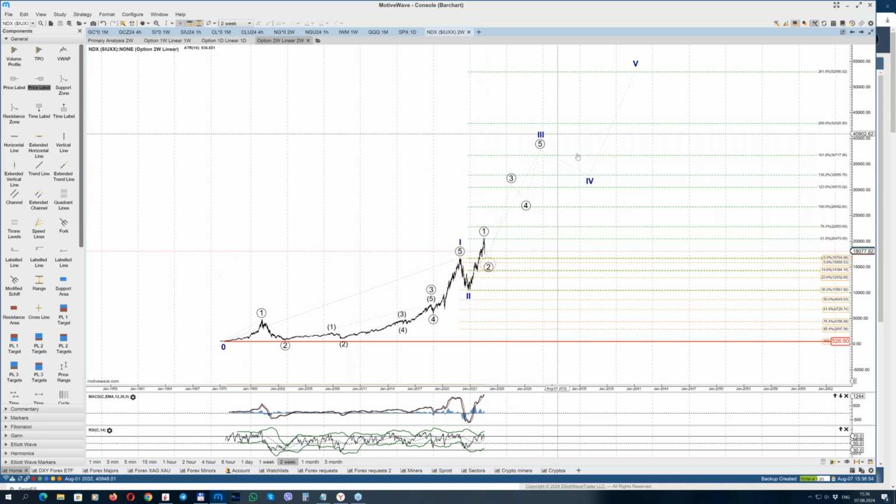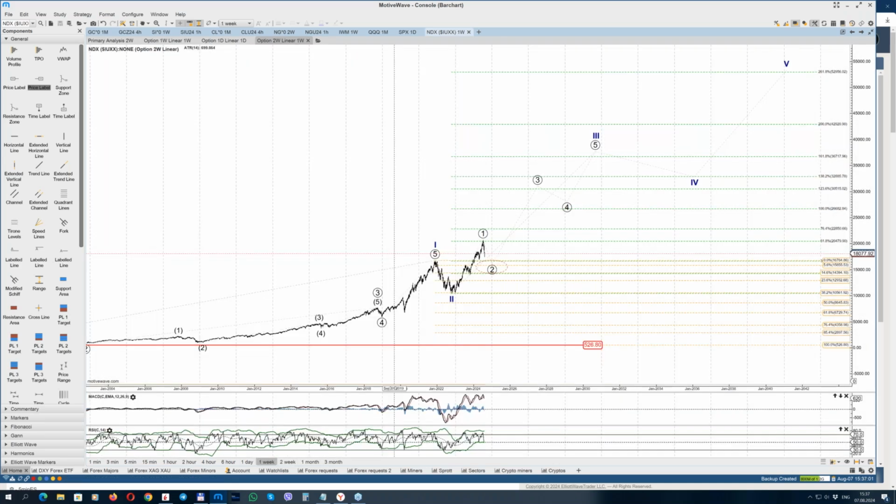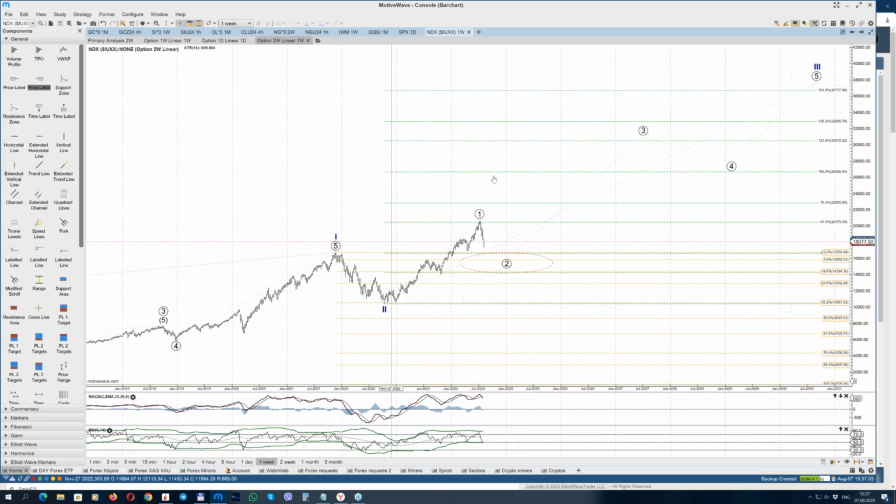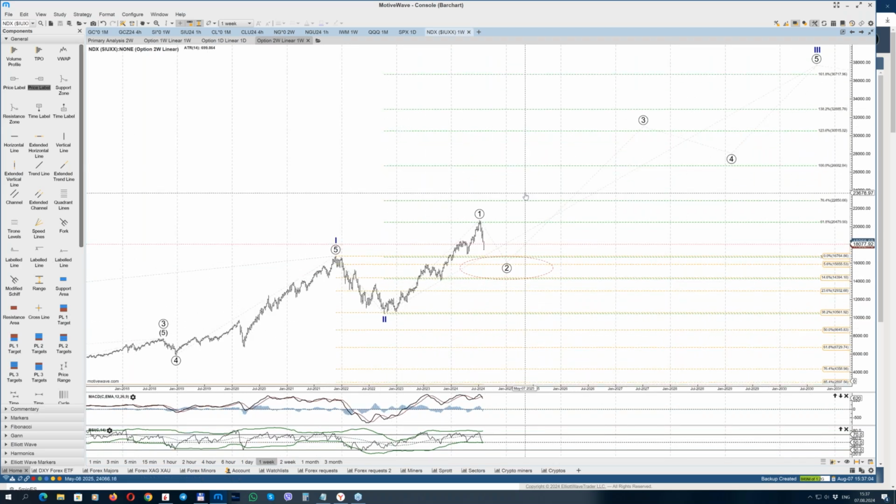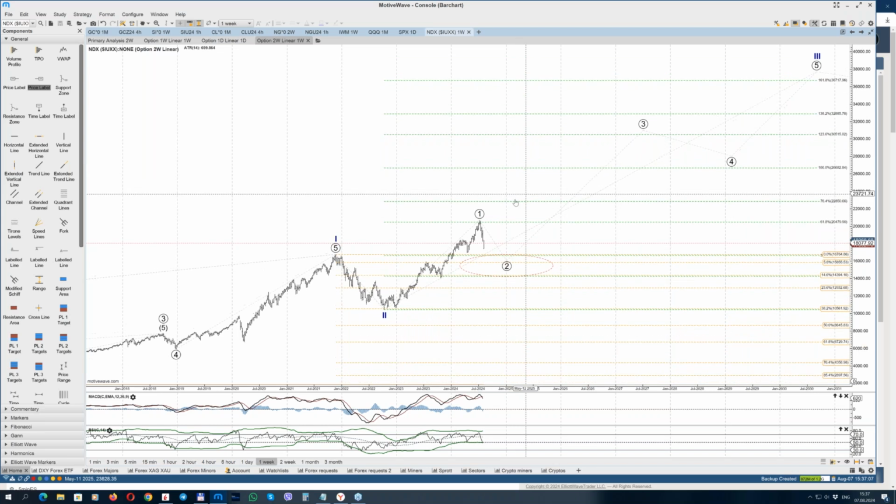3, 4, and 5. Right now, this seems to be maybe overly optimistic, and I remain skeptical. I want to see the ideal target for the wave 2 reached, and then I want to see a reaction. However, in case we reach 16,765, followed by a powerful reversal to the upside, then this count definitely would become my new preference.